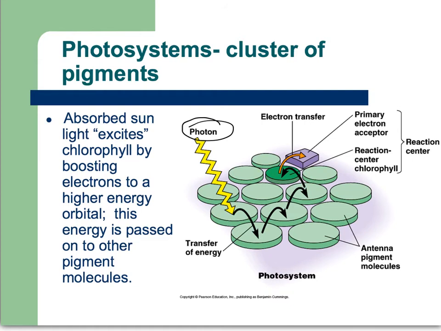It's going to excite the chlorophyll, and that's going to boost electrons to a higher energy orbital. So think about chemistry, and when you're talking about the electrons and the different orbitals. This energy is passed on from one pigment molecule to the next, and as that happens, it goes down its electron transport chain, from photosystem 2 down to photosystem 1. I'm not going to go into the exact process of giving off the ADP and NADPH. Again, you're going to be going over that much more in detail in lecture.